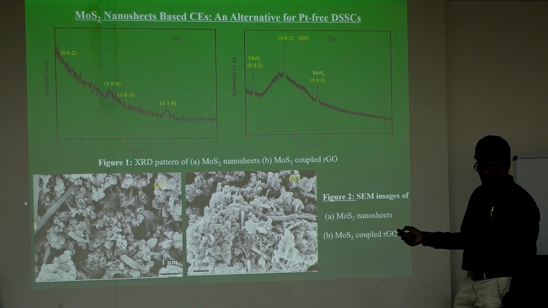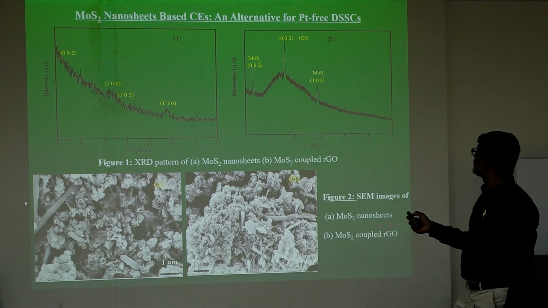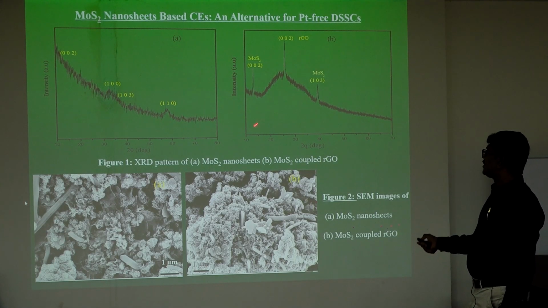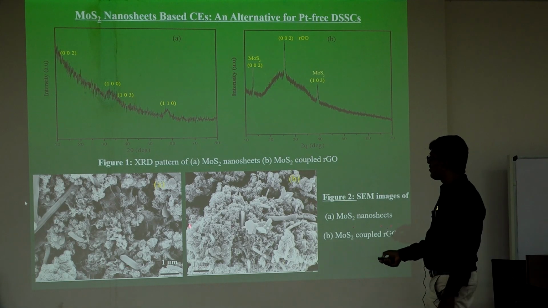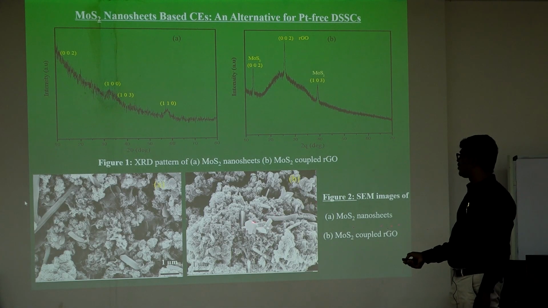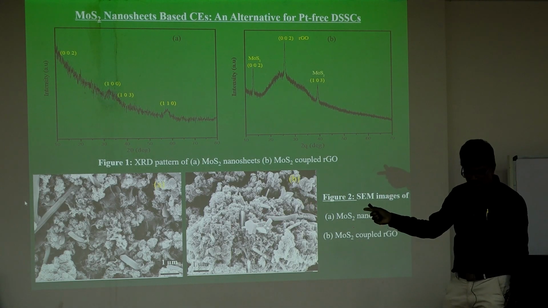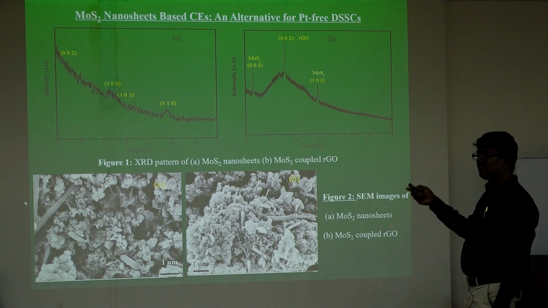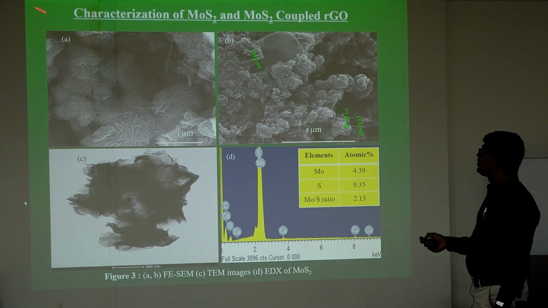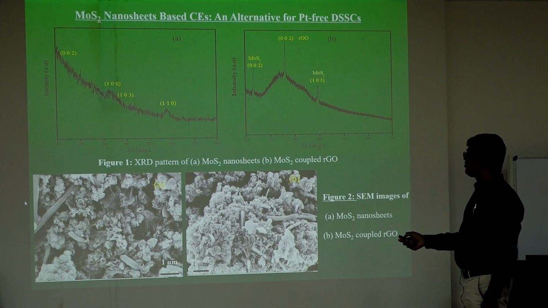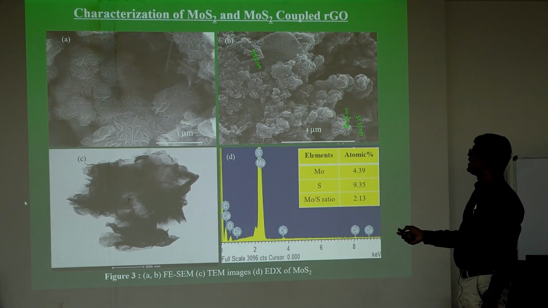MoS2 sometimes does not connect well, so we can mix it with graphene. We noticed reduced graphene here in the XRD. First we show the SEM image, where you can see a flower morphology without graphene. With graphene, some sheets are there, graphene sheets are noticed here. This is a low resolution SEM, so we want to check it with FESEM. Looking at the same compound with FESEM, we can notice a different morphology.